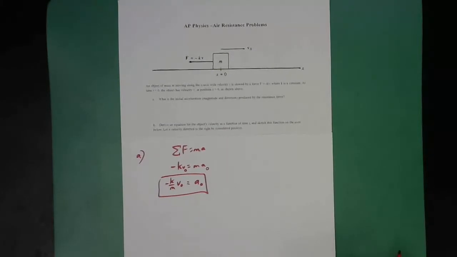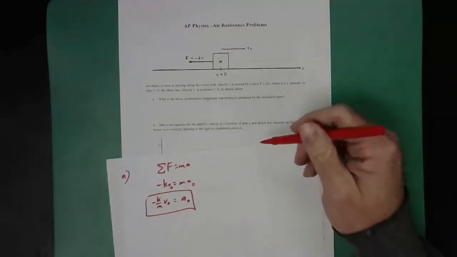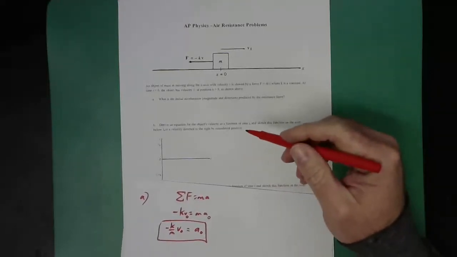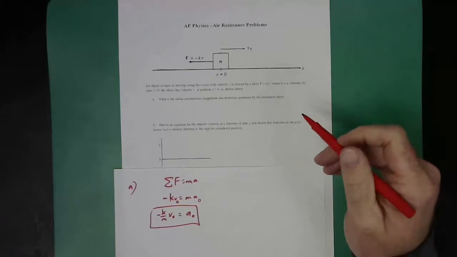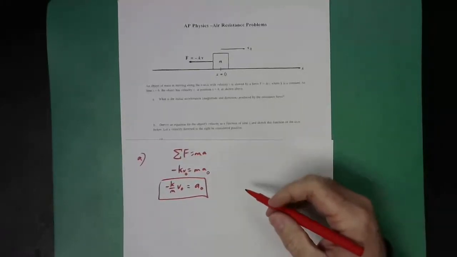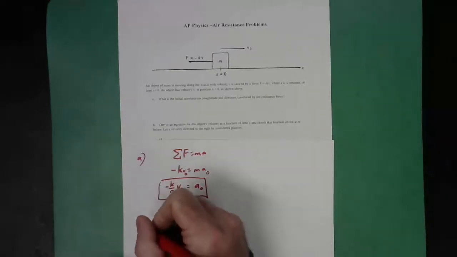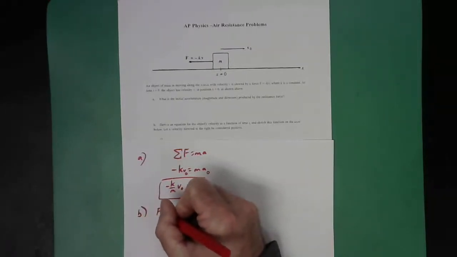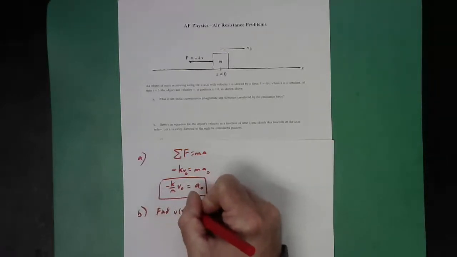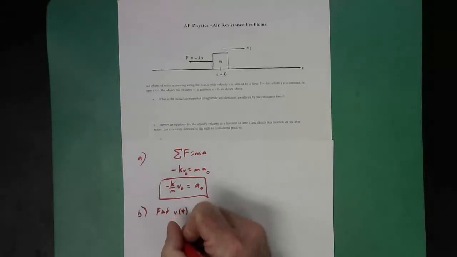Part B says derive an equation for velocity as a function of time and sketch the function on the axes. Let a velocity directed to the right be the positive direction. Okay, so we want an equation of velocity as a function of time. So to find v of t, we're going to start with, once again, sigma F equals ma.